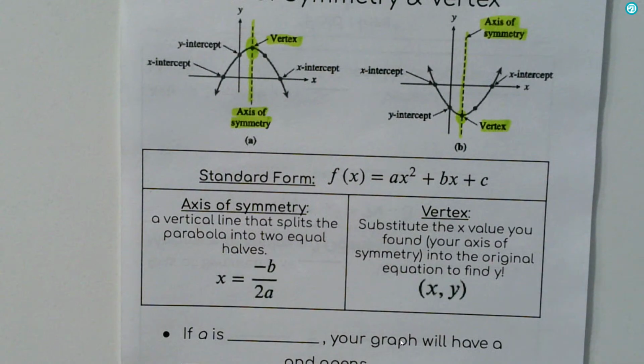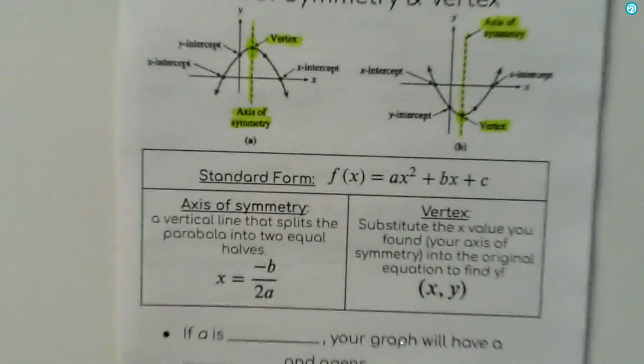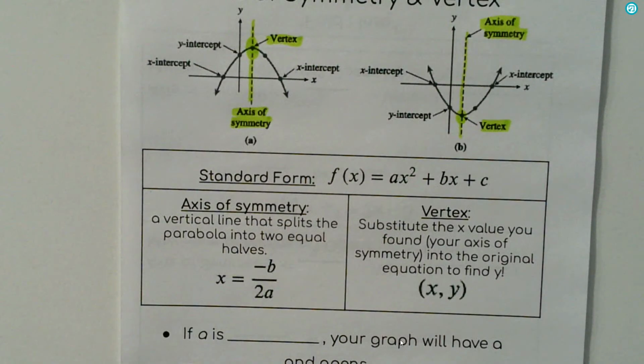The axis of symmetry is a vertical line that splits the parabola into two equal halves. If you think about what the word symmetry means, a butterfly is symmetrical, a lot of things are symmetrical. What else is symmetrical? Your face, maybe, is symmetrical, okay? So it is going to be the line that chops the parabola in half.